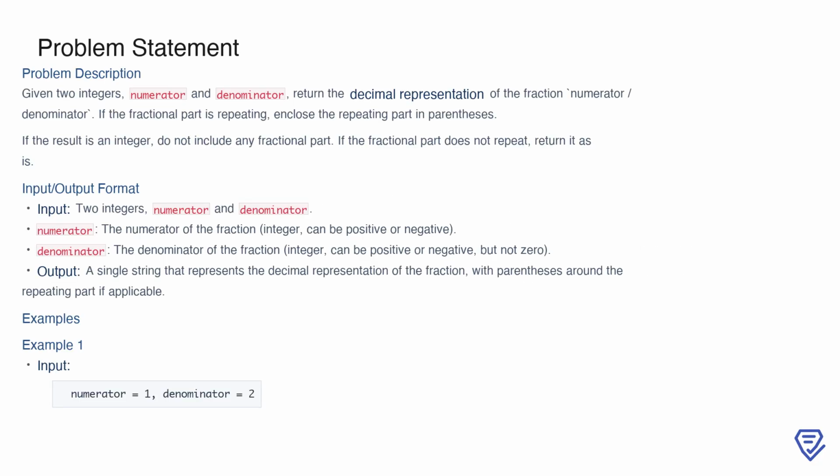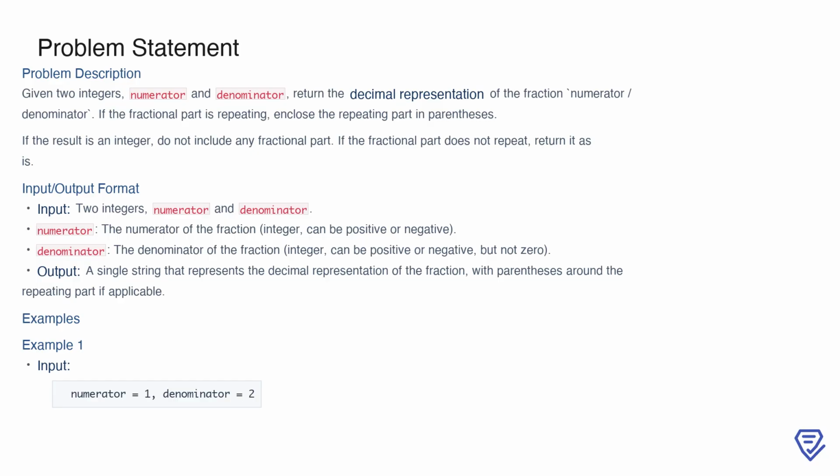The problem asks us to convert a fraction, represented by two integers, the numerator and the denominator, into its decimal form. If the decimal representation has a repeating part, we need to enclose that repeating sequence in parentheses. For example, if the fraction is 2 over 3, the result would be 0.(6), with the repeating digit 6 inside parentheses. On the other hand, if the result has no repeating part, like 1 over 2, which equals 0.5, we simply return it as is. Additionally, if the fraction simplifies to an integer, we should omit the decimal entirely.